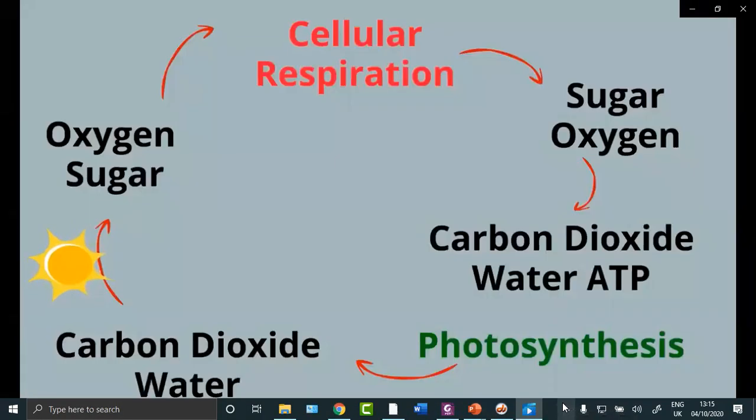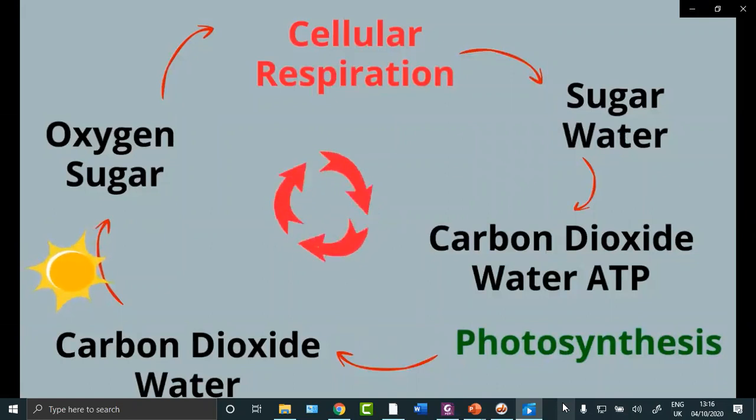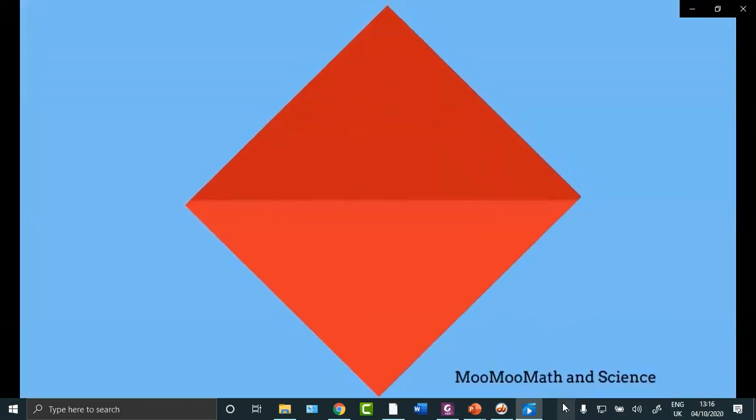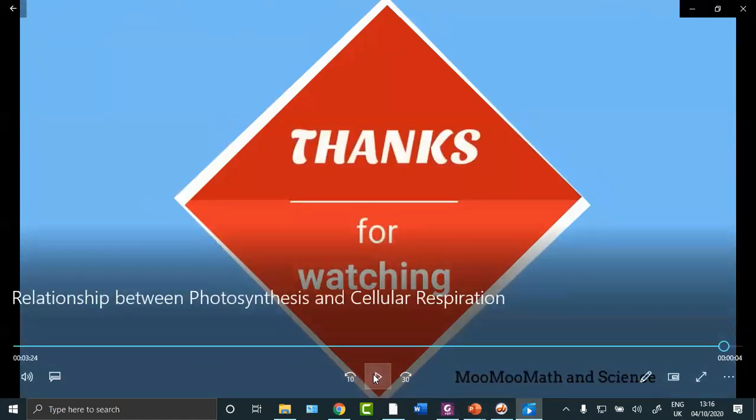So in summary, photosynthesis takes carbon dioxide and water plus sunlight to create oxygen and sugar, which is exactly what cellular respiration needs. Cellular respiration takes the sugar and oxygen to create carbon dioxide and water plus ATP, which helps with photosynthesis. And this cycle repeats over and over again. If you'd like to know more about photosynthesis and cellular respiration, this playlist will help. And as always, thanks for watching, and Moo Math uploads a new math and science video every day. Please subscribe. Thank you.